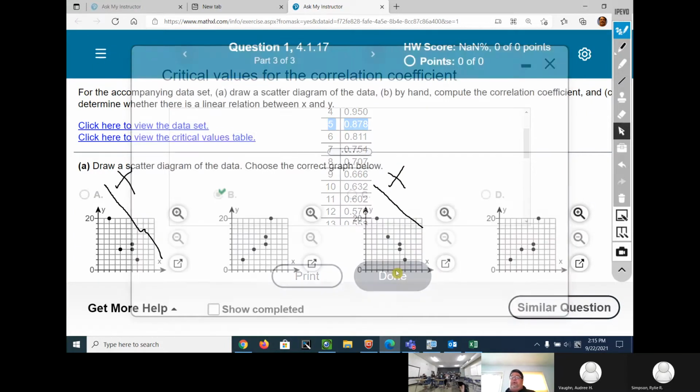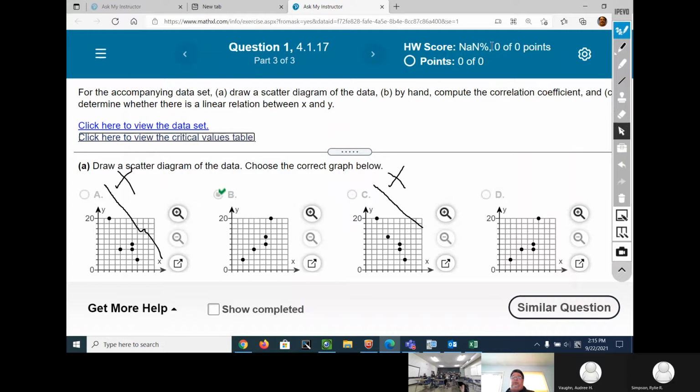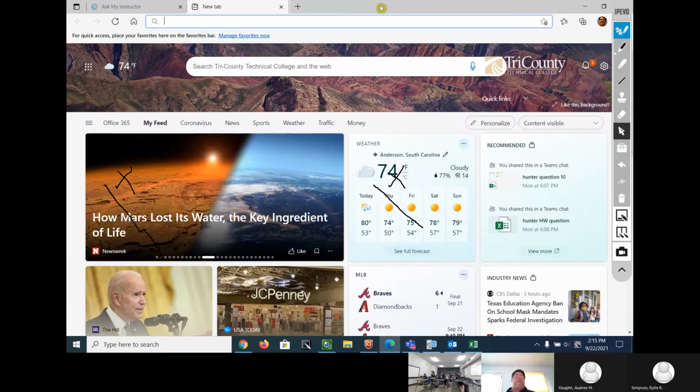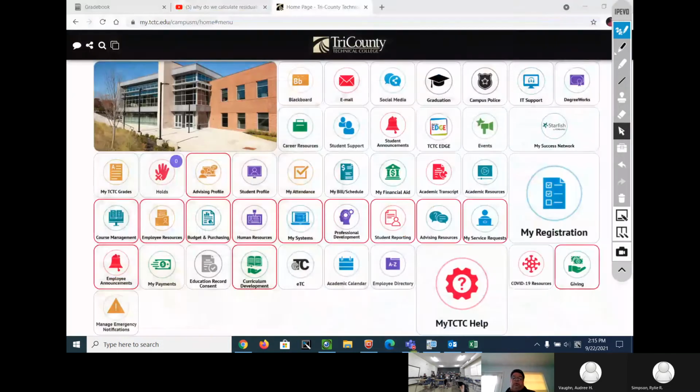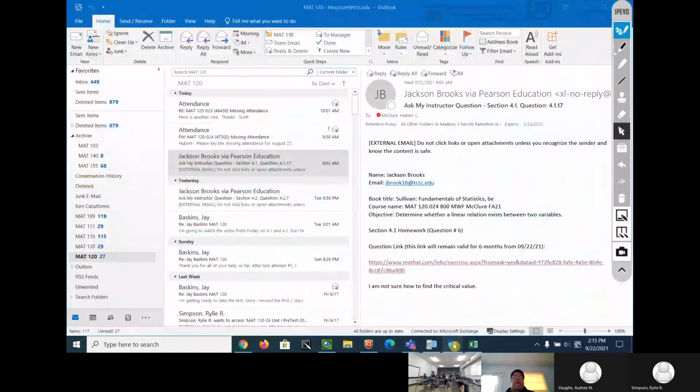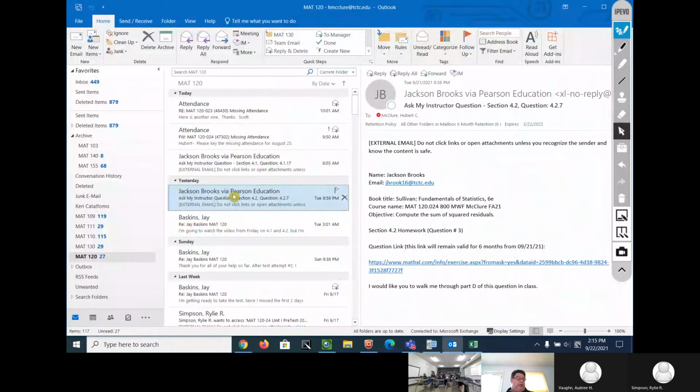All right. So let's do another one, and let's do that question that has the residuals on it. And let's go to the homework. This is 4.2, number 3.